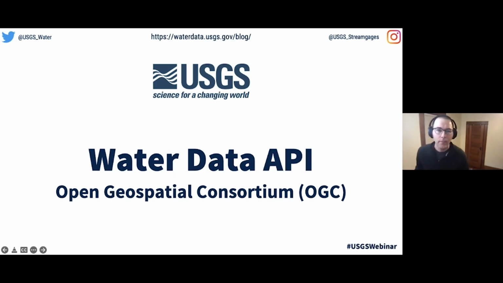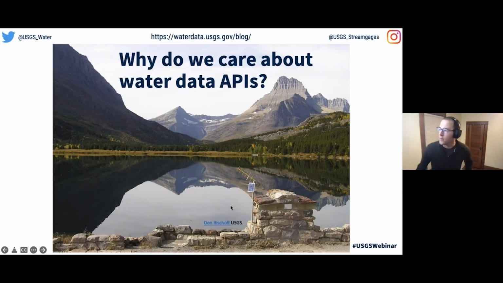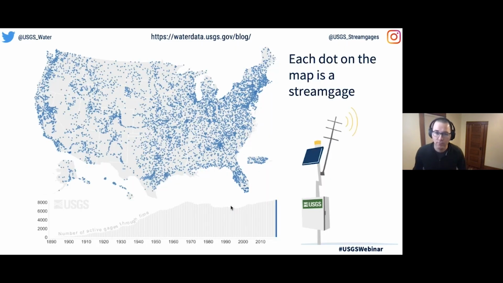Now I'm unmuted. Thank you very much, Nicole. Hello, everyone. I'm Jim Kraft, Product Manager for APIs and data processing over here in the Water Mission Area Web Communications Branch. And first, before we dive into this specific API, we're going to just give a little bit of background as to why do we care about water data APIs.